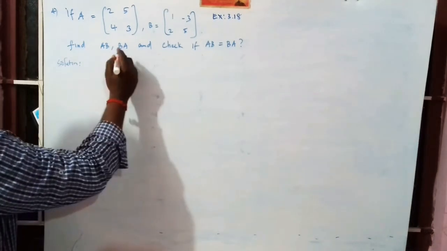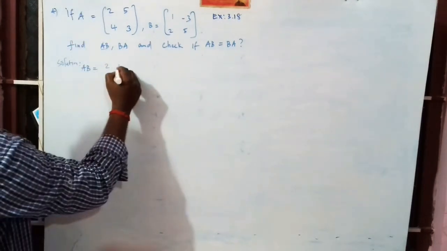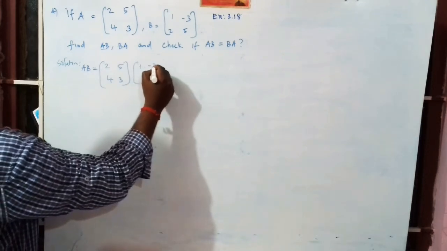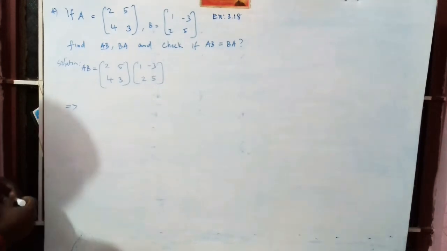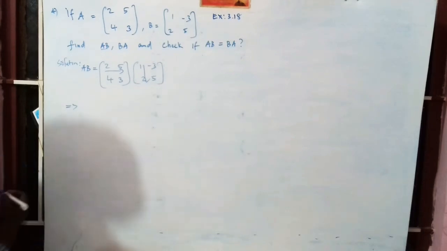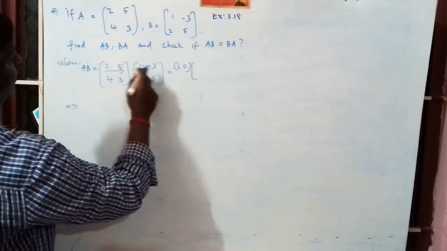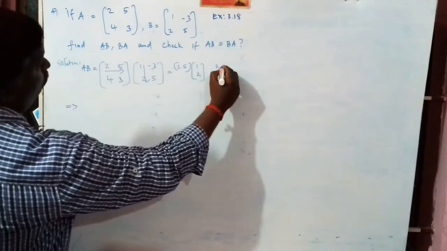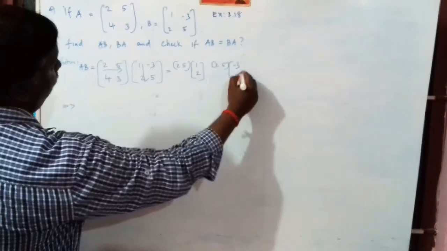Okay, so the first value is AB, the product of AB. So AB equal to, A is the 2 by 2 matrix 2, 5, 4, 3, and B is 1, minus 3, 2, 5. So for multiplication of AB, what is the rule? Row by column multiplication. So first row and first column. See, 2, 5 is the first row and the first column is 1, 2. And first row, second column: 2, 5 and the second column minus 3 and 5.